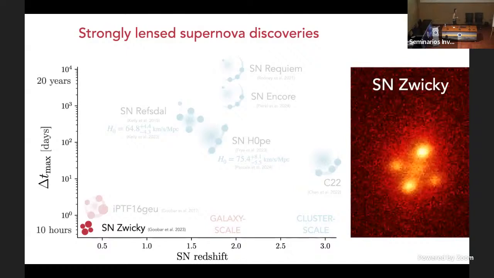But first, I want to focus special attention on Supernova Zwicky, because this is the one where I was part of the discovery team in Stockholm, and it was really exciting. And also Supernova Zwicky is very interesting because in many ways, it's at the extreme ends of the properties of lens supernovae.